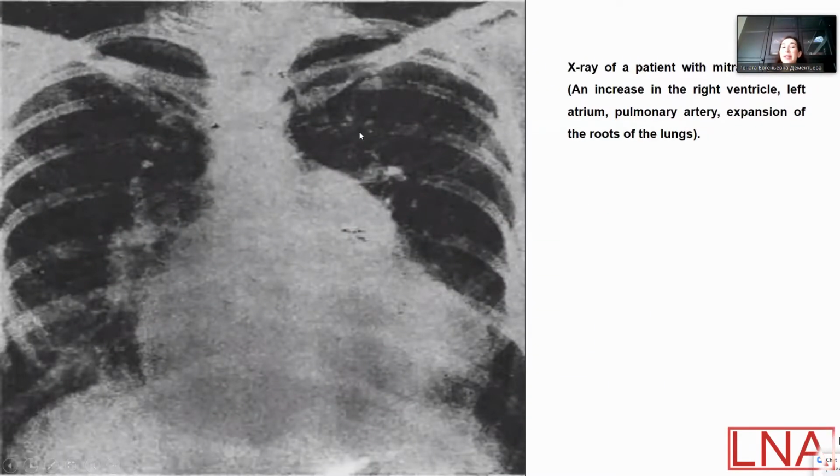During X-ray, the sample of X-ray of a patient with mitral stenosis will show us an increase in the right ventricle, an increase in the contour of the right side, the left atrium, and an increase in the contour of the pulmonary artery due to development of pulmonary hypertension, and expansion of the roots of the lungs due to stagnation of the blood in the small circulation.